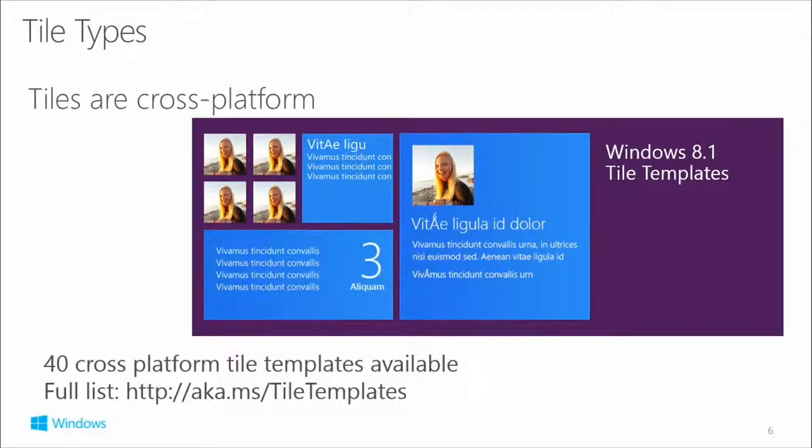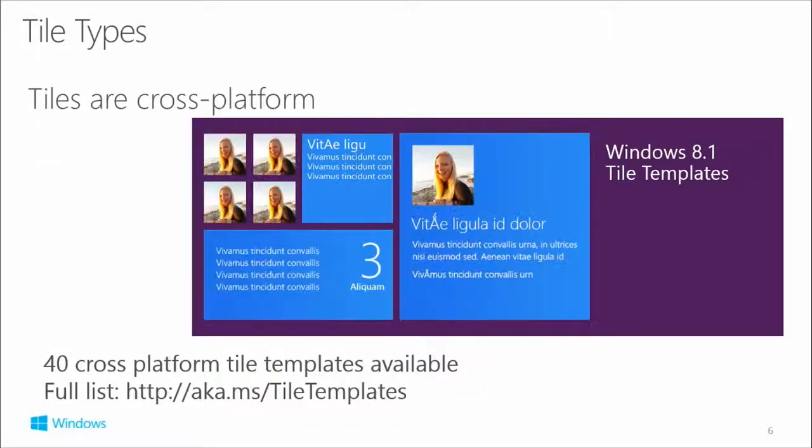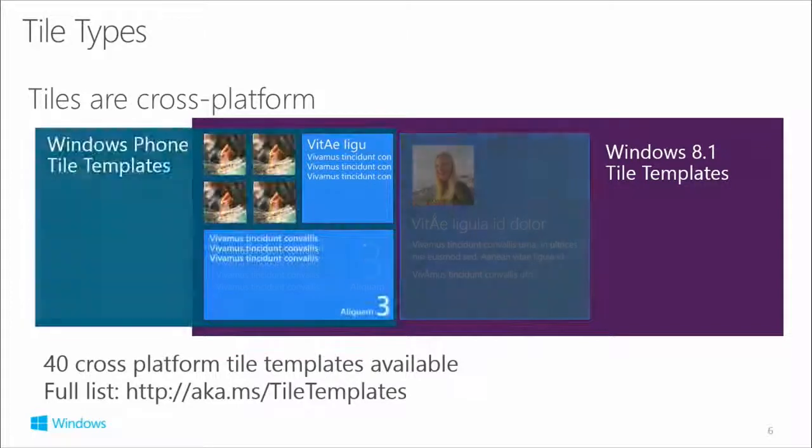Okay, so we got a lot of tile types. And the tiles are cross-platform. With Windows 8.1, we have small tile types, medium tile types, wide tiles, and then the giant, big, huge tiles. That big, huge tile is the only part that isn't cross-platform. All the other tiles are cross-platform. And one thing that I'm going to call out, and we're going to see repeatedly as we go through this session, is that you see the Windows 8 tile types, and you can see that they're a little bit different visually than the Windows Phone tile templates.